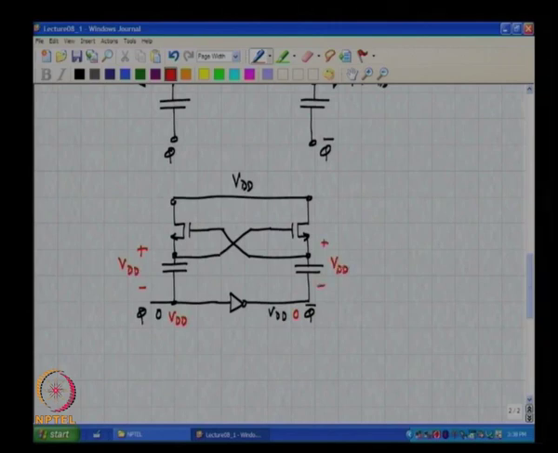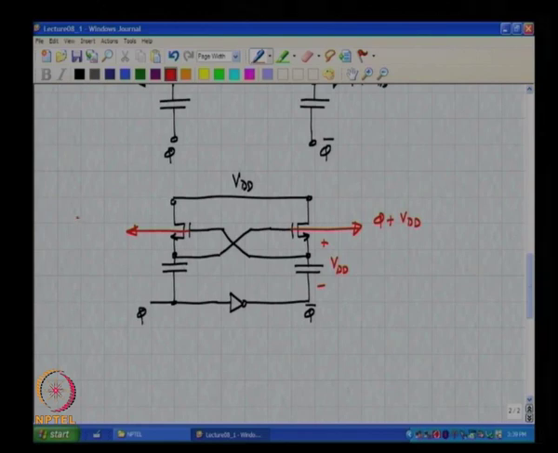and therefore, this waveform will be what? Is that phi plus VDD or phi bar plus VDD? It is phi plus VDD, and what is this waveform? Phi bar plus VDD.